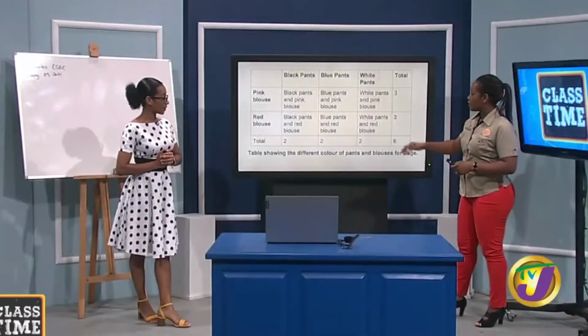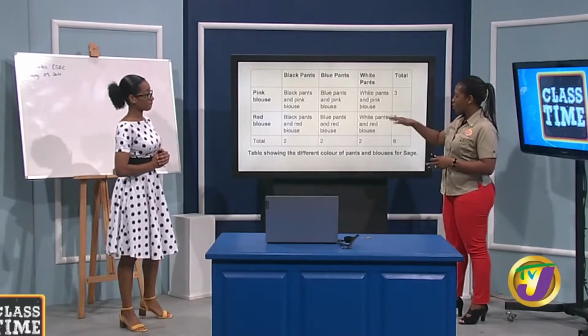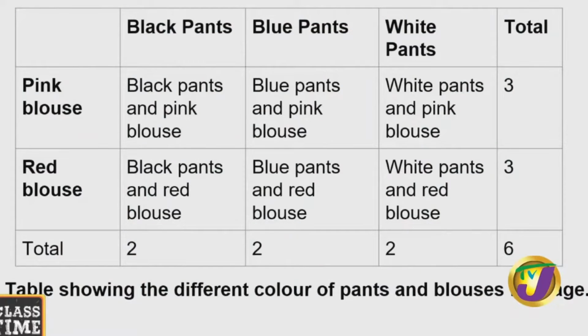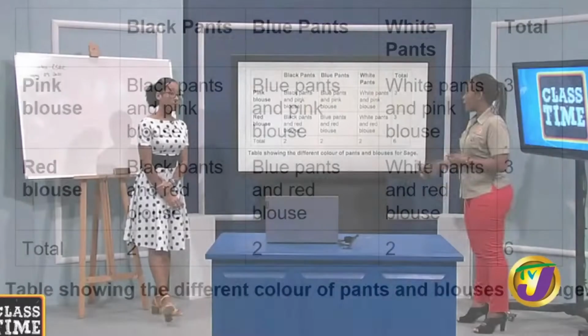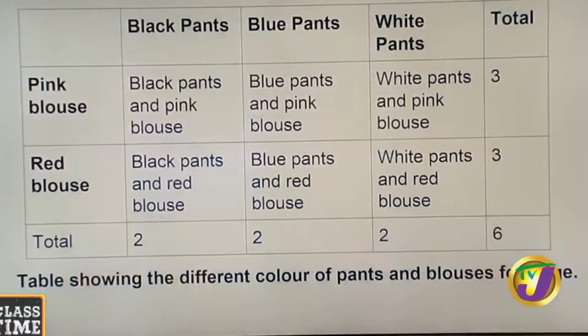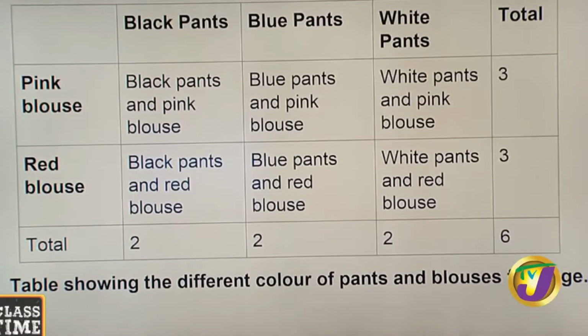Before we move on, the table has some added information which was there, but we didn't total it. If you look at the table, there are 3 possible combinations with the pink blouse, and there are also 3 possible combinations with the red. The black pants can only be worn twice, with either a pink or a red blouse. The blue pants the same 2 times. The white can only be worn twice because there are only 2 blouses to choose from. All right. Then we can move on to the next section.